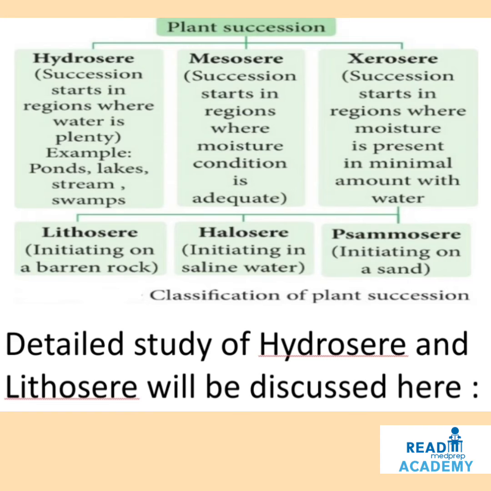Now, what are the different types of plant succession? Hydroseer, Mesoseer, Xeroseer, Lithoseer, Haloseer and Samoseer. Now, what is Hydroseer? Succession starts in the regions where water is plenty. Example, ponds, lakes, streams and swamps. What is Mesoseer? Succession starts in regions where moisture condition is adequate. Xeroseer, succession starts in regions where moisture is present in the minimal amount.